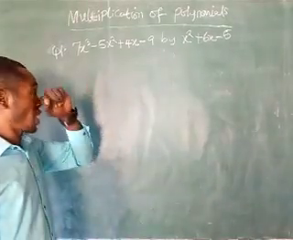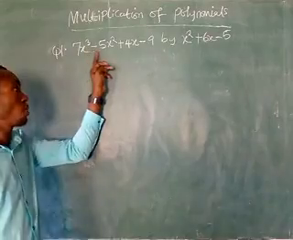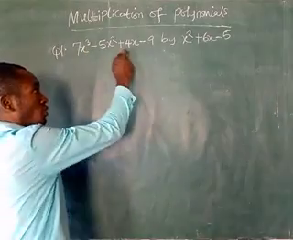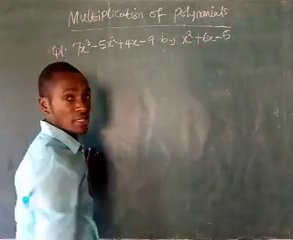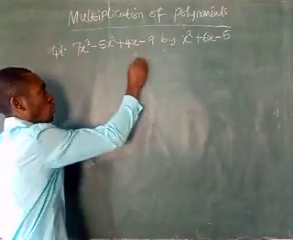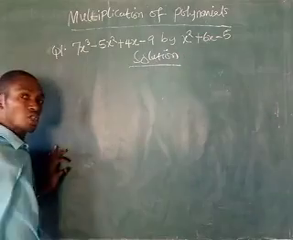Okay, let's consider multiplication of polynomials. We have a question here: 7x cubed minus 5x squared plus 4x minus 9 by x squared plus 6x minus 5. Now, to solve this question, we are going to arrange these polynomials based on their powers.